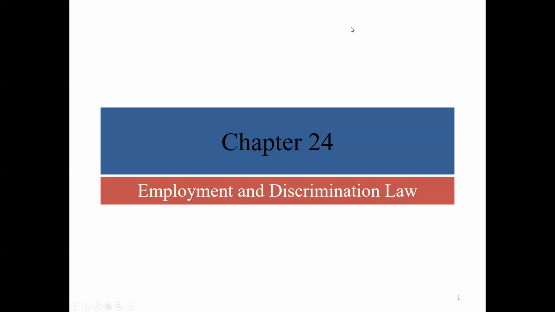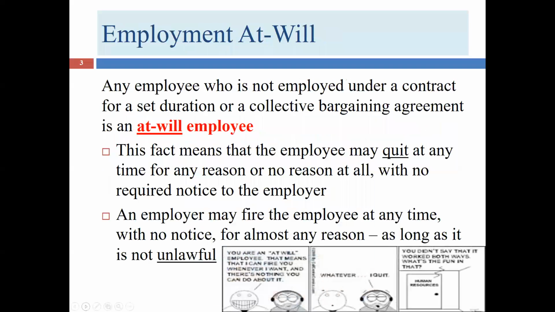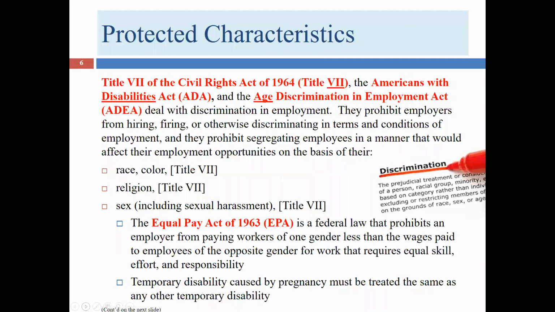Welcome to our second lecture covering Chapter 24, which is the chapter that discusses employment and discrimination law. In our first lecture, we talked about at-will employment. We talked about three statutes, Title VII of the Civil Rights Act of 1964, the Americans with Disabilities Act, and the Age Discrimination in Employment Act.